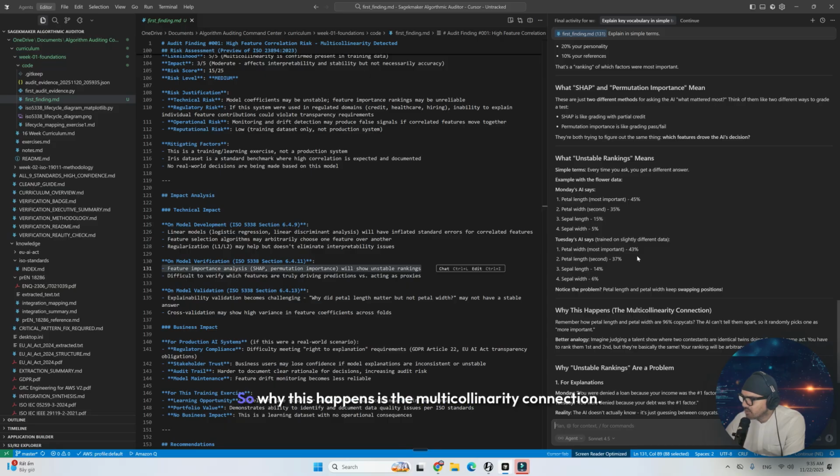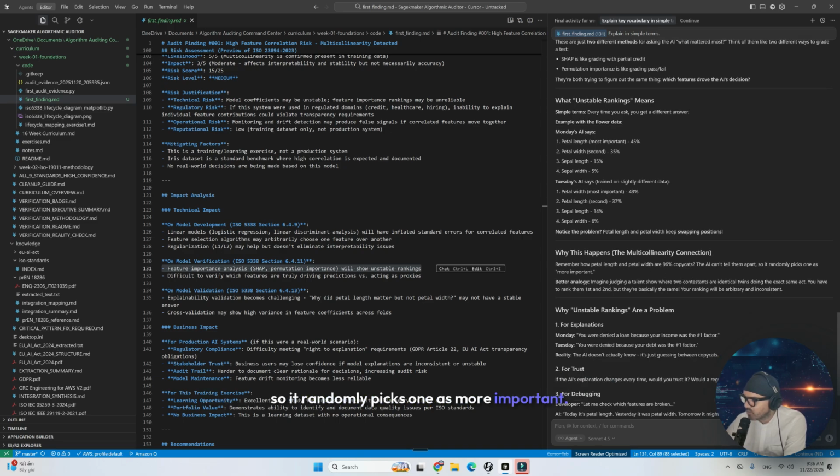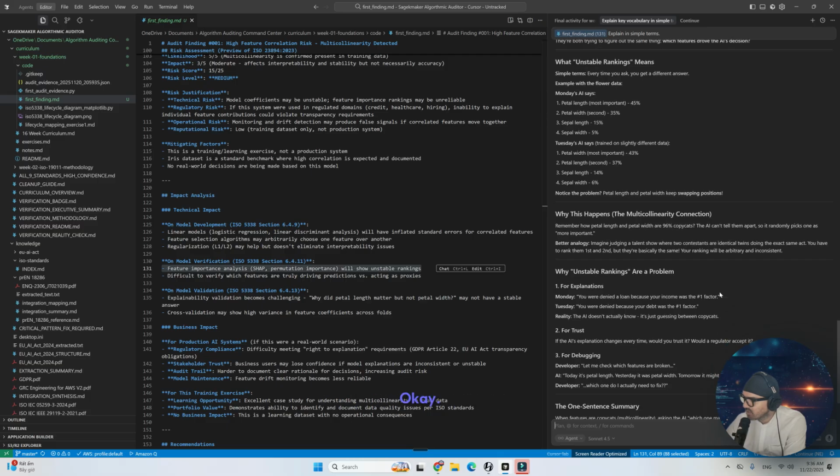Yeah, absolutely. So why this happens: the multicollinearity connection. Remember how petal length and petal width are 96% copycats. The AI can't tell them apart, so it randomly picks one as more important. You have to rank them further. They're basically the same. Your ranking, okay.